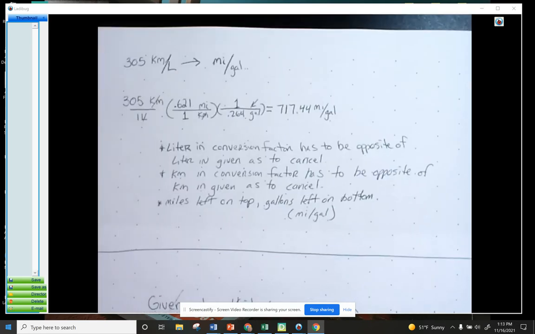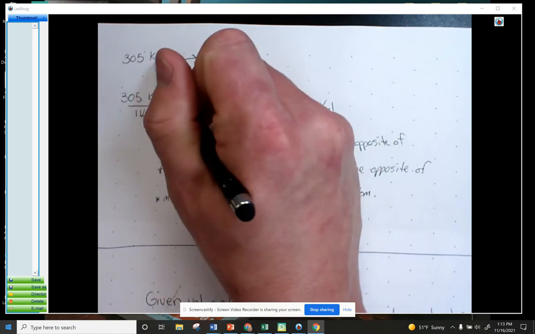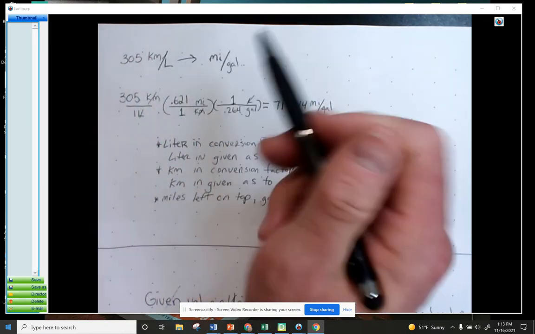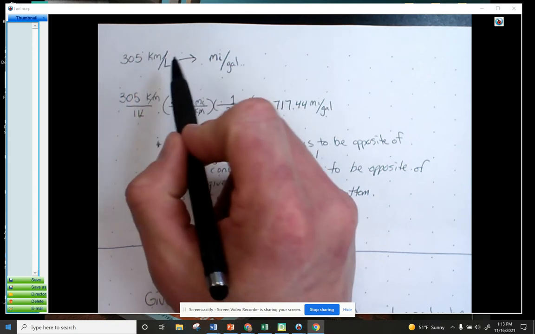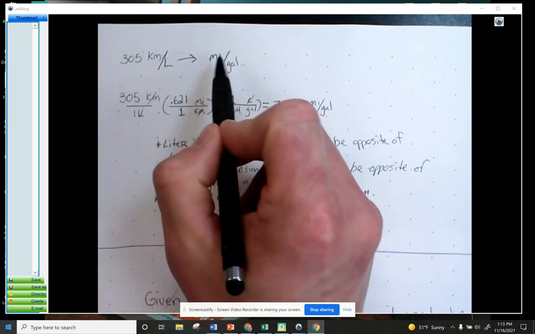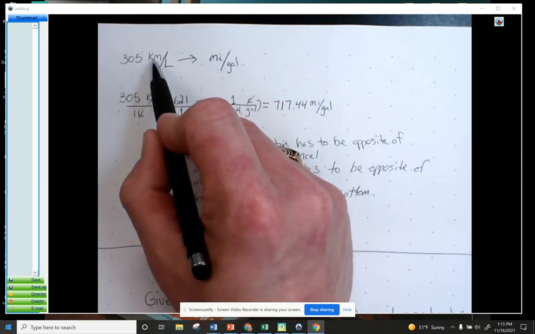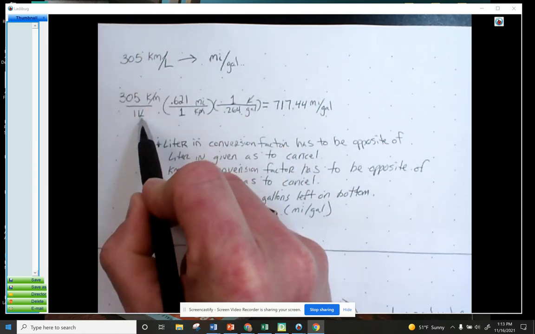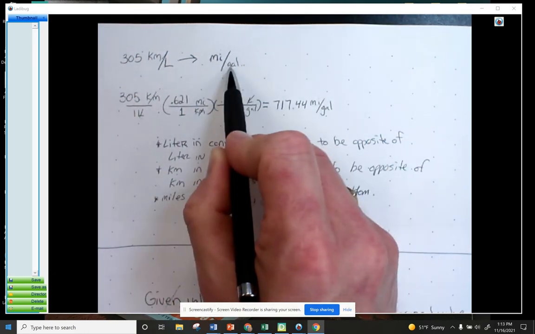The next advanced problem is when you are given units on the top and the bottom. For example, if I want to convert from kilometer per liter to mile per gallon, we have kilometer on the top, liter on the bottom, miles on the top, gallons on the bottom of your desired answer.